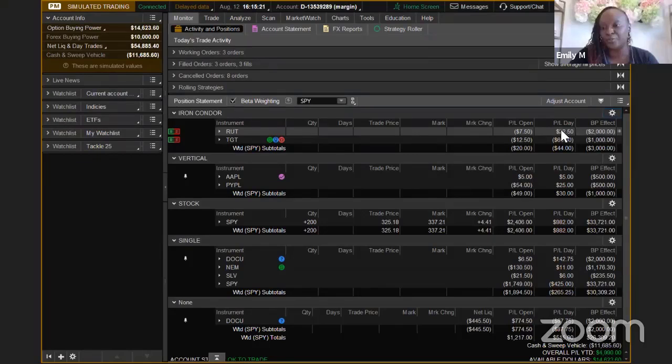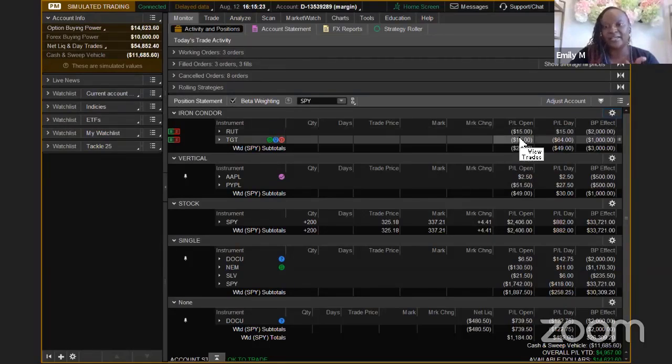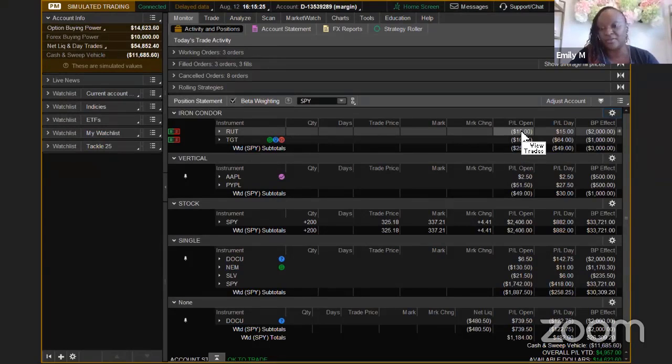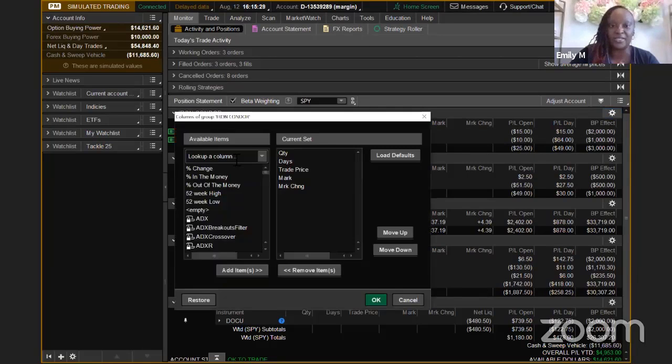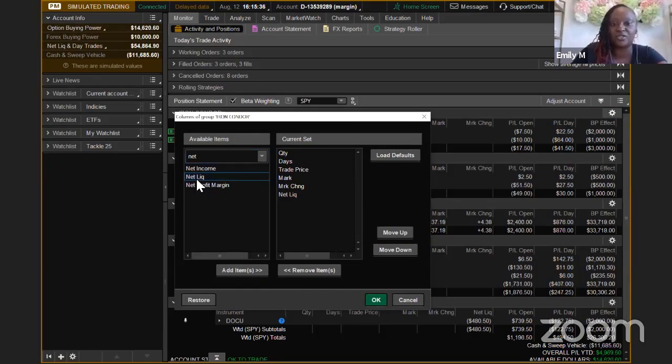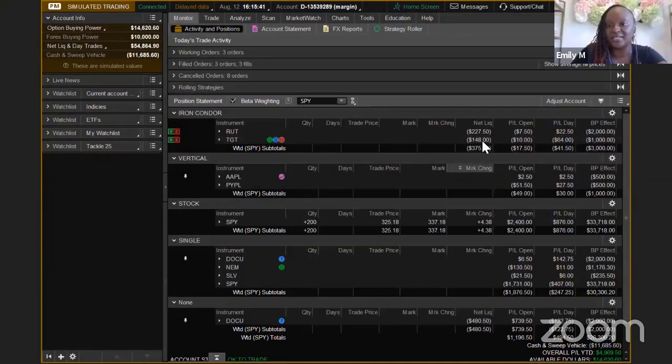It gives you your profit and loss for the day. It gives you your profit and loss for the length that the trade is open, but it doesn't give you what your net liquidation is or what your net value is. So you have to manually come in here and type in net liq and add it on to each of the spreads. So now you can see it's been added on there.